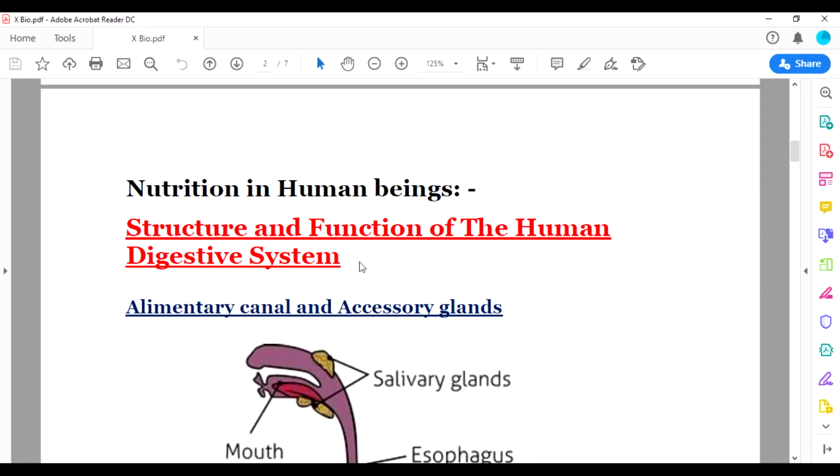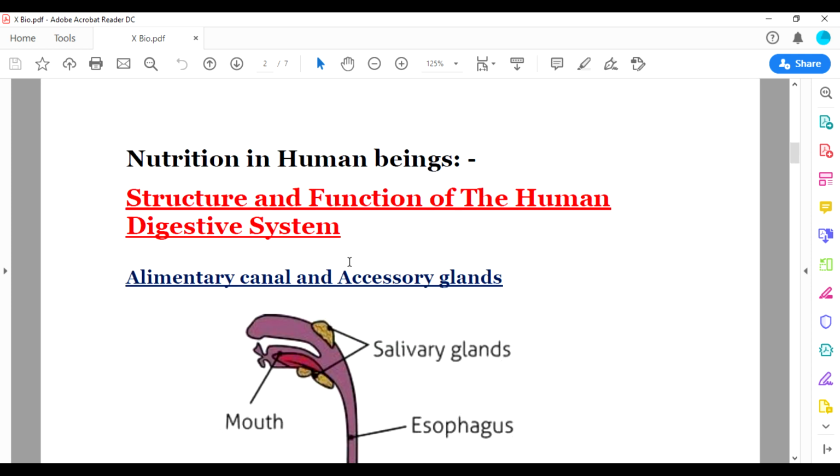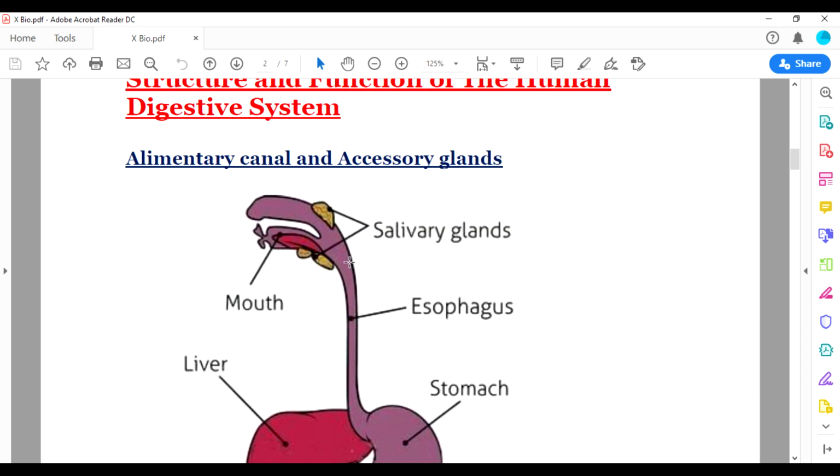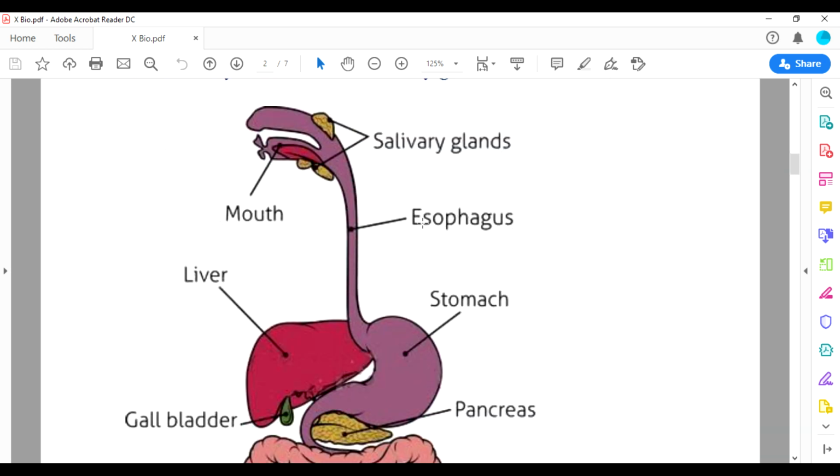Students, in this video we will study nutrition in human beings. Human beings have a well developed digestive system, so we'll study the structure and function of the human digestive system. The human digestive system has two main parts, alimentary canal and accessory glands. The alimentary canal starts from the mouth and ends at the anus.